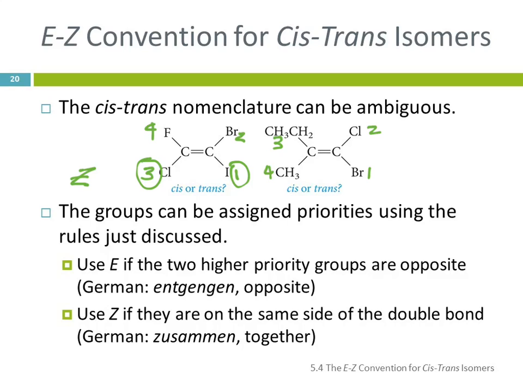So then we're going to look at the higher of the two on the one carbon and the higher of the two on the other carbon. So here, three and four, three wins. So we're going to compare this one and number one, and here we see they're on opposite sides. And so this is the E configuration.